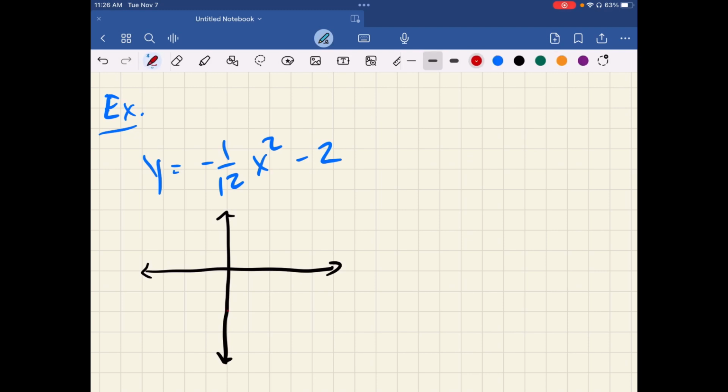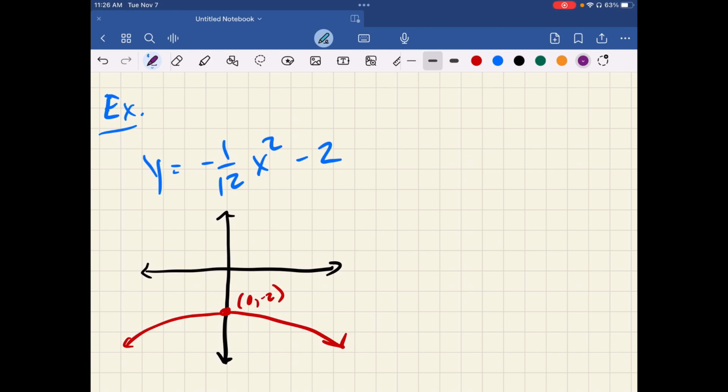So I'm going to go down 2 units, and you can draw it to scale if you want, or you can just sketch a quick picture, which is what I'm doing. So I have (0, -2) for my coordinate there. So now I got to figure out where's my directrix and where's my focus going to be. In order to do that, you have to find the focal length.